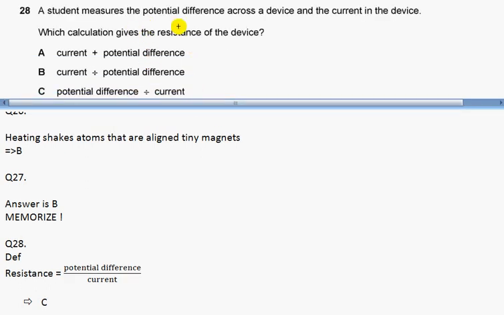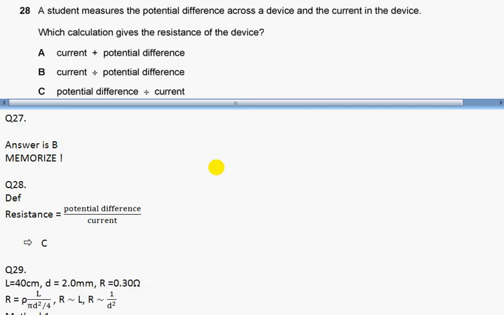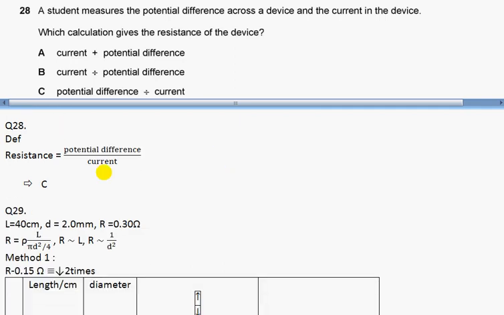A student measures the potential difference across a device and the current in the device. Which calculation gives the resistance of the device? Question 28. By definition, resistance is potential difference divided by current, so we choose answer C.